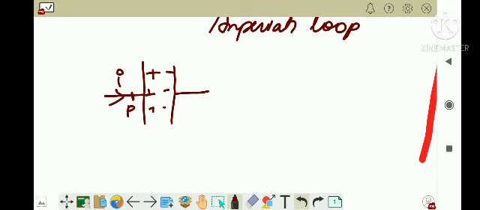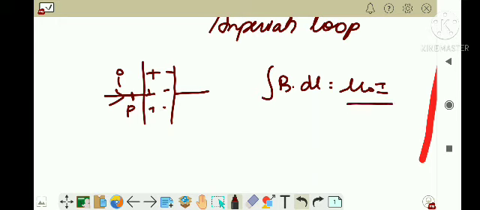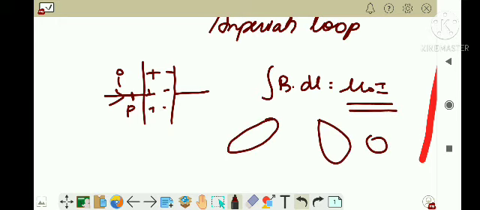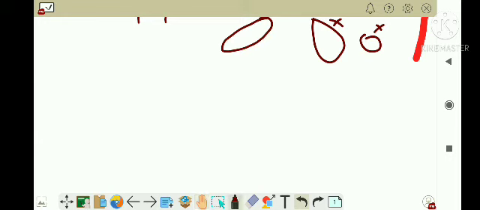So what does Ampere's law say? Any loop you consider, the end result is that the integral of B dot dl will be mu 0 times I enclosed. Even if you consider an Amperian loop like this, like this, like this, the condition is that the integral of B dot dl will be equal to mu 0 times current enclosed. It doesn't depend upon the type of Amperian loop you are considering. Clear?